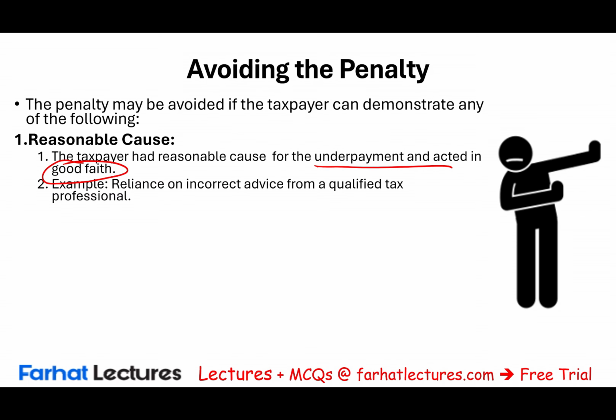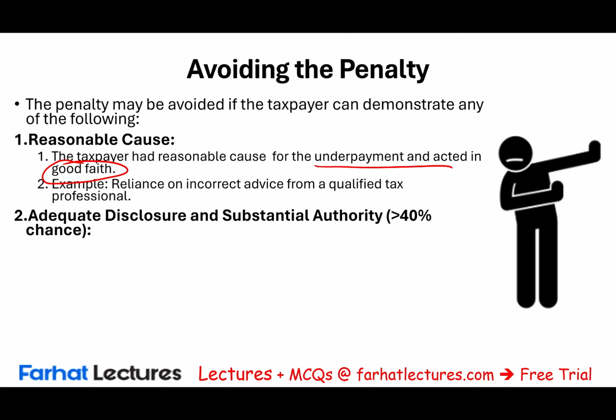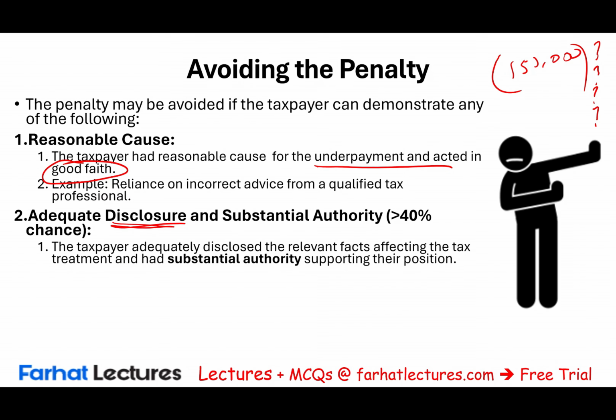The other way to avoid the penalty is adequate disclosure and substantial authority. What does that mean? It means when you file your tax return, let's assume you took a large deduction, a $150,000 deduction. Now, you're not sure 100% whether that deduction is legitimate or not. What do you do? You add an explanation, you disclose, and you put why. Maybe it's a court case, maybe it's an interpretation, why you took that deduction. So the taxpayer disclosed the relevant fact and has substantial authority.